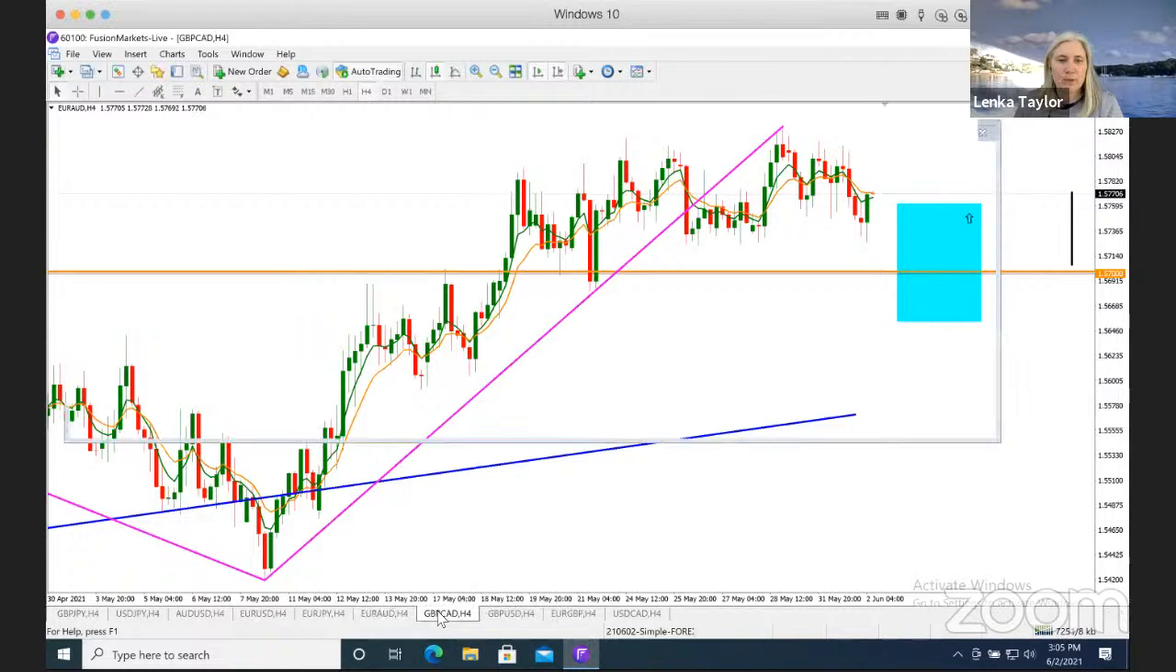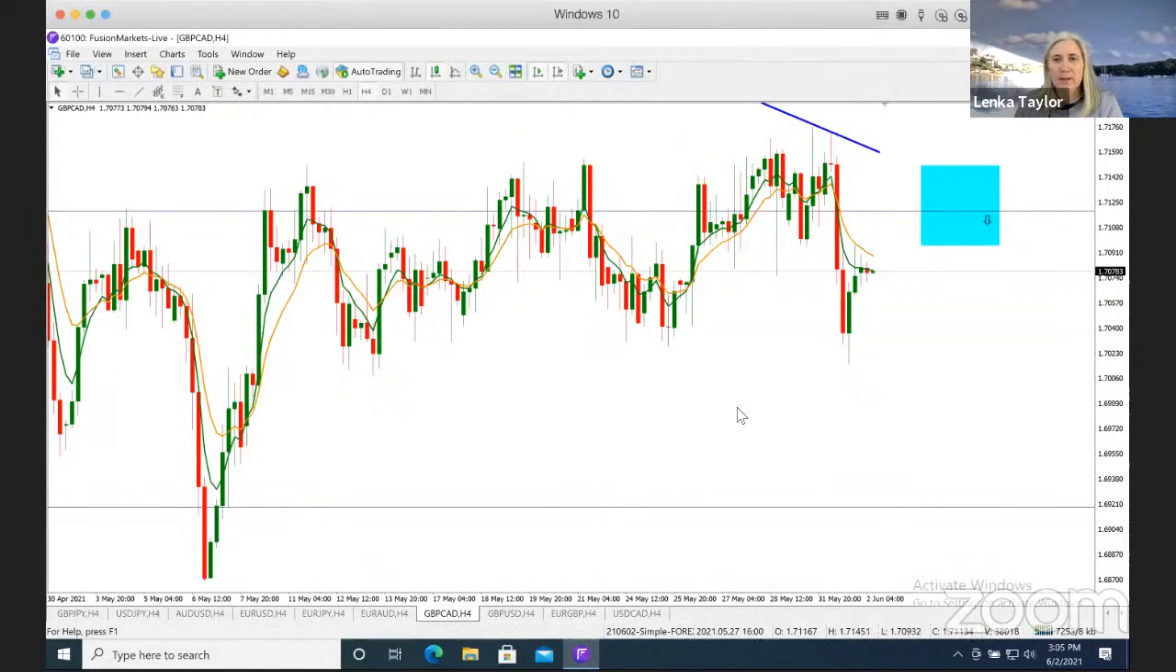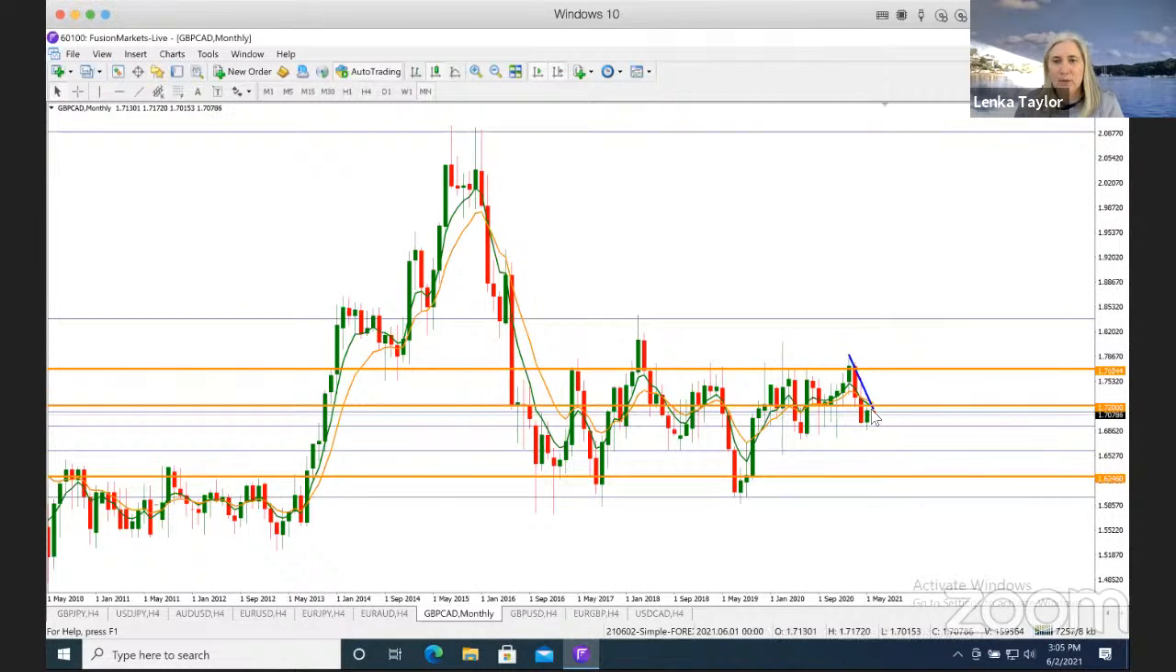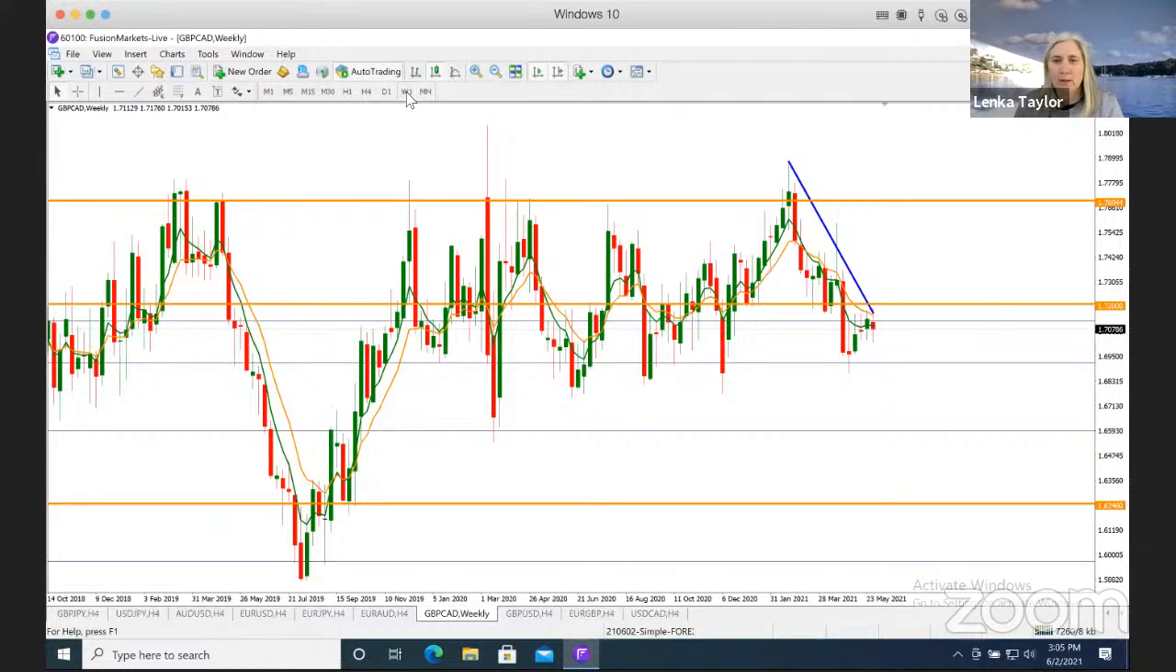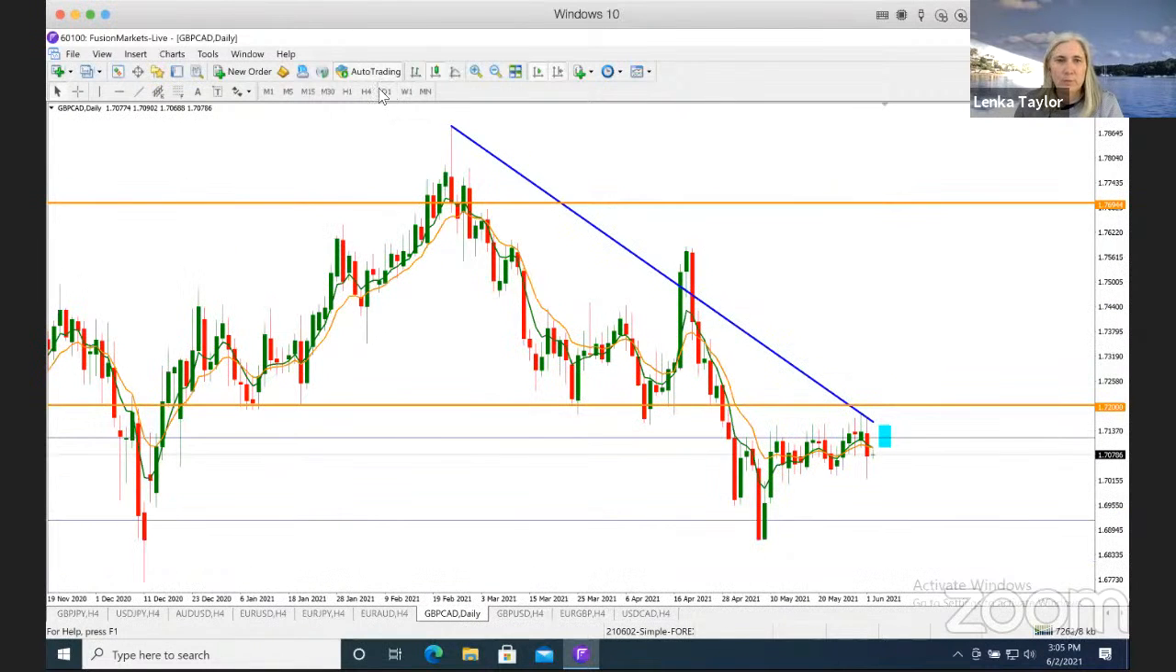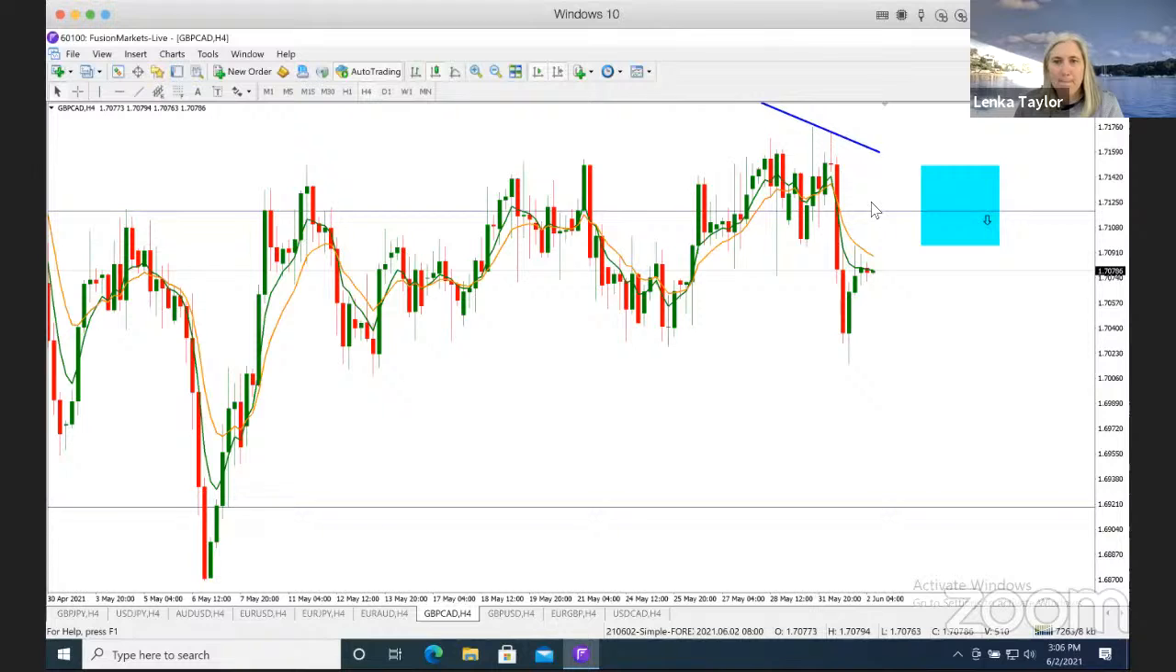Next currency pair I'm looking at is GBP/CAD. So this currency pair I'm looking for a short. I'm looking to short from this horizontal level down. So that is still looking good for a short. At the moment, with that sideways movement, I'm looking for a bit of a pullback up, either to the horizontal or to the trend line, and then looking for a reversal before shorting.